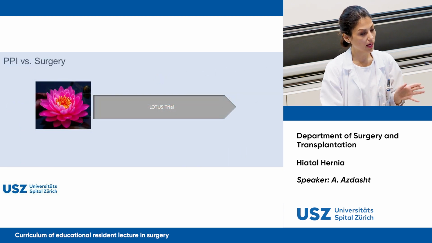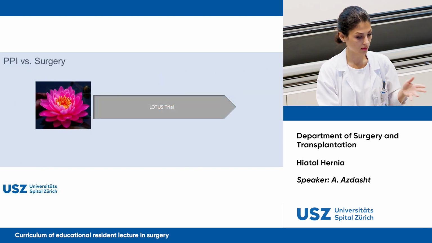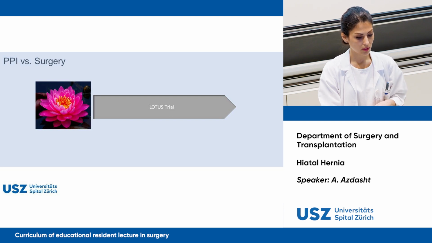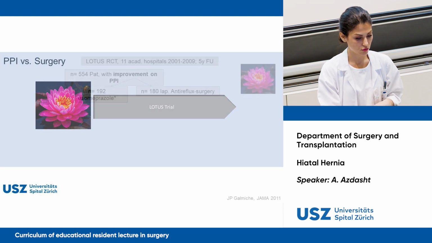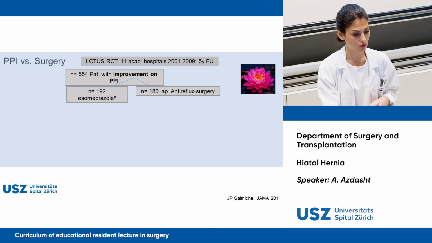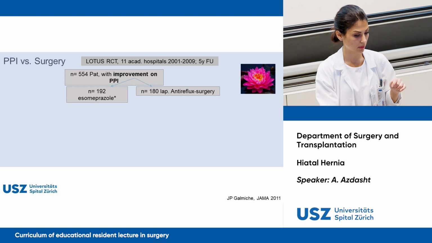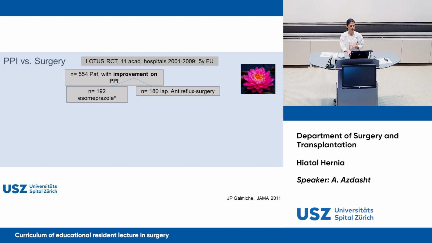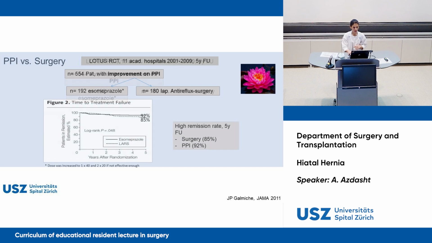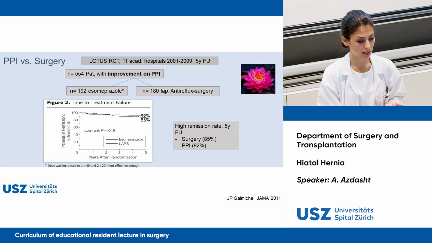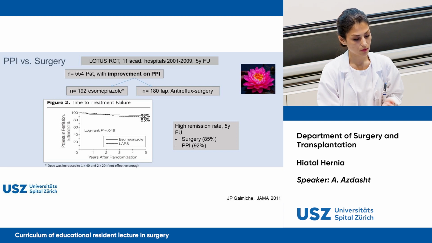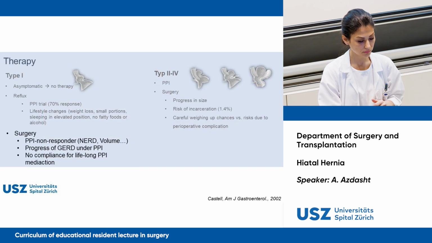So whether to do PPI or surgery, for example, in symptomatic patients of type 1, there was the known LOTUS trial. It is a randomized controlled trial that compared two groups, one group administered PPI and the other group that received a laparoscopic anti-reflux surgery. And actually both groups showed very good results with high remission rates in the 5-year follow-up. So both therapy strategies are actually comparable.